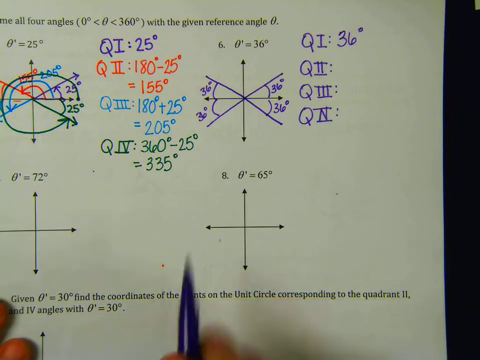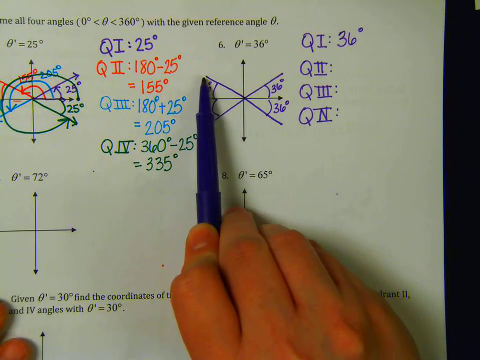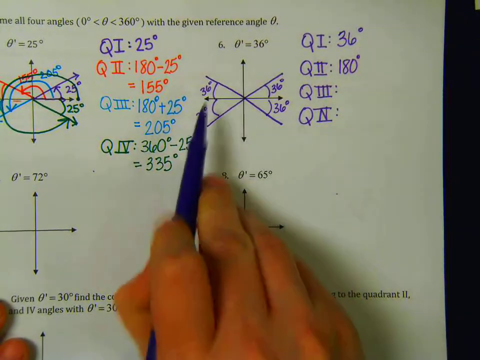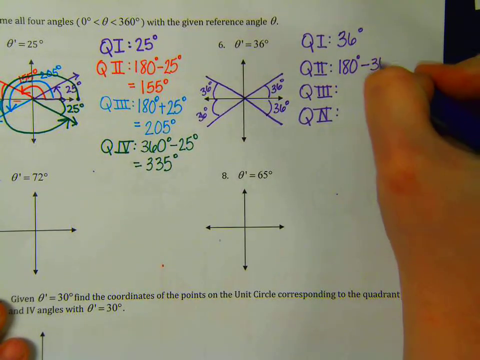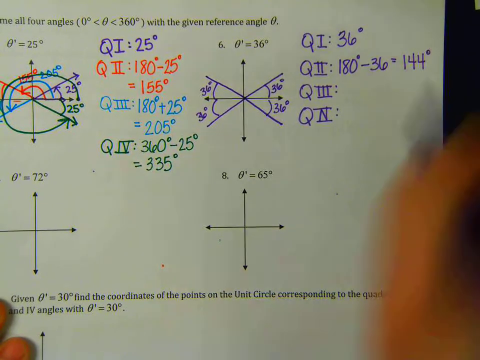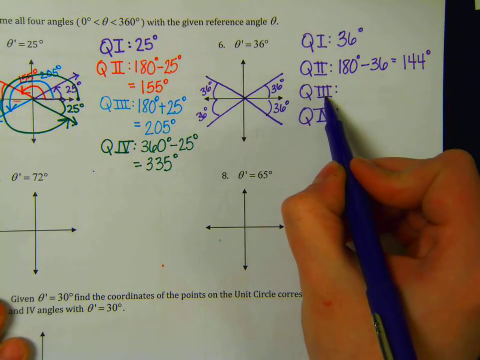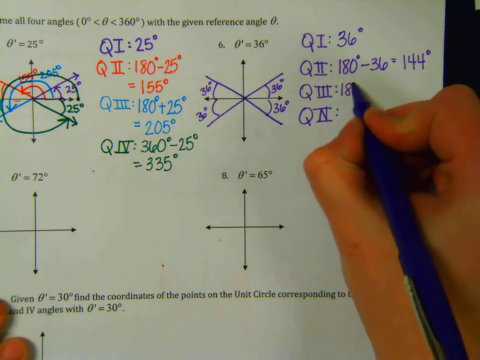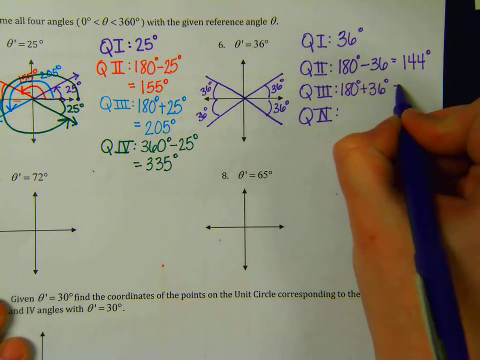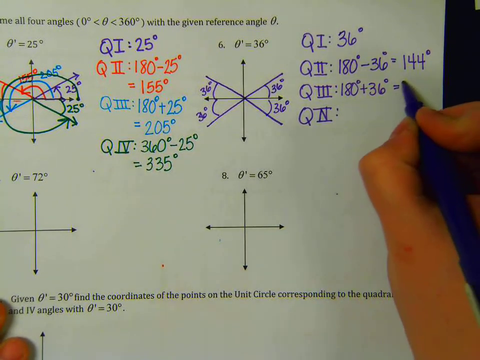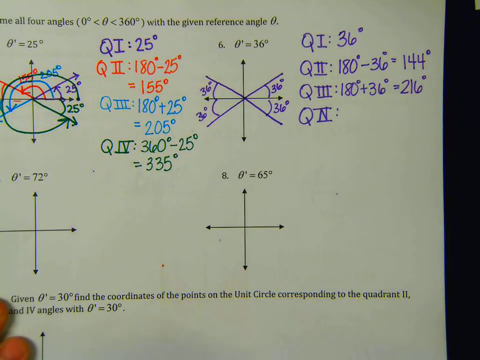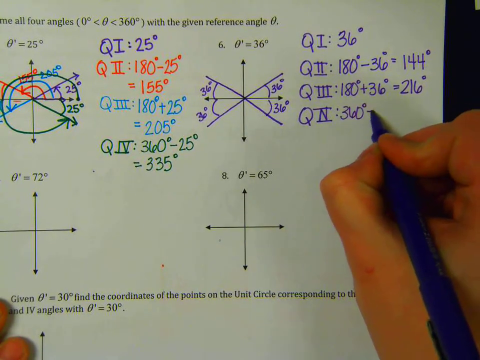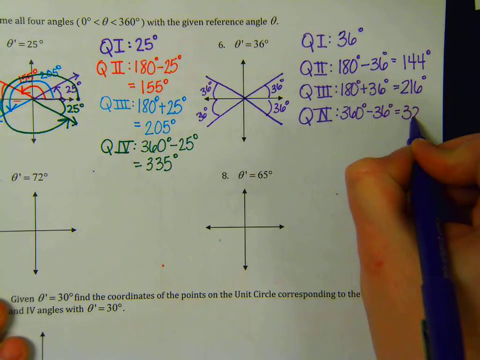Q2, there's the second bell. Q2, I'm taking my 180 because if I drop a perpendicular, it's going down to this 180 degree line. So 180. But this one's a little less. So 180 minus 36. That's going to give me 144. Quadrant 3, I'm down here, I have to take 180 and add a little bit to it, which is 36. So 180 plus 36, just 216. And finally, my last one. So if I'm almost at 360, I have to take a little bit away. So 360 minus 36 degrees, which is 324 degrees.